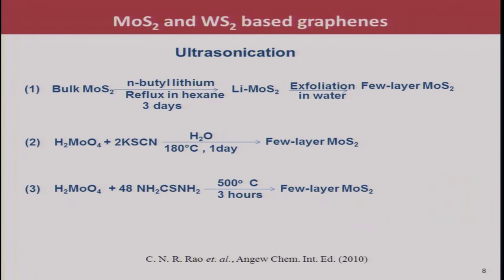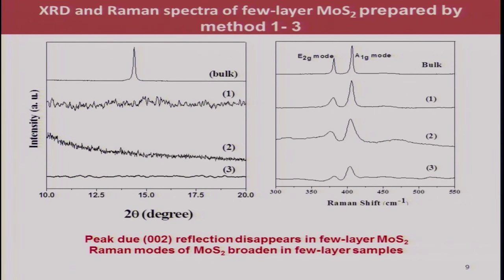What we did as early as 2005 was to make graphene by a number of other methods. One was by lithium intercalation of molybdenum sulfide, and also ultrasonication, which I have not mentioned here, and also hydrothermal synthesis, high temperature synthesis. So we could find various ways chemically to make one or two or three layer molybdenum sulfide or tungsten sulfide type of structures. And of course, the first thing you see is the 002 reflection of the molybdenum sulfide or tungsten sulfide will be missing in such single or two layer materials.